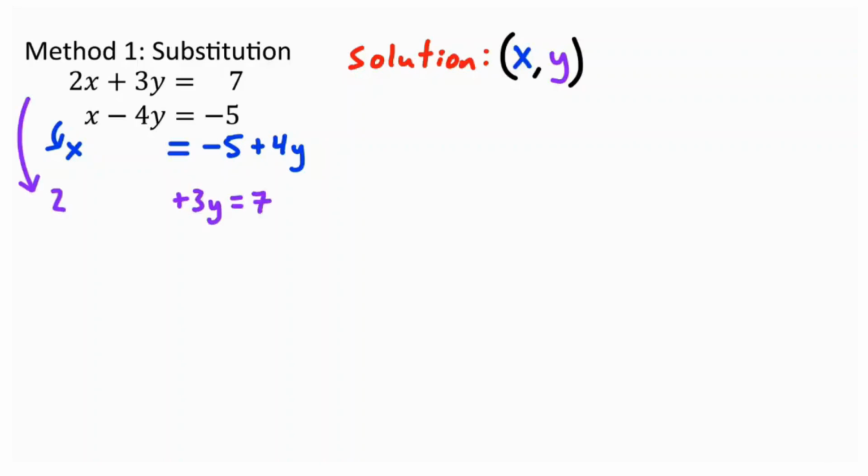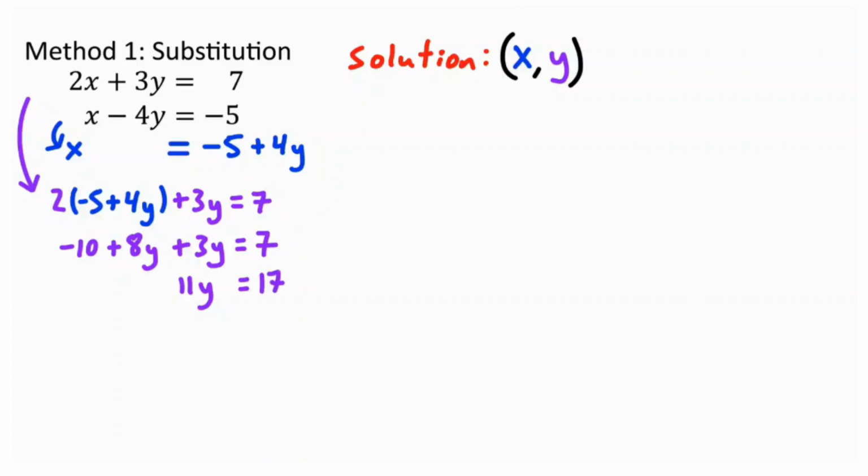Then we take the first equation and substitute x equals -5 plus 4y into the equation. Then we'll distribute the 2 to get -10 plus 8y. And then we'll combine like terms. 8y plus 3y is 11y. Then add 10 on both sides to get 17. And finally, divide both sides by 11 to get y equals 17 over 11.